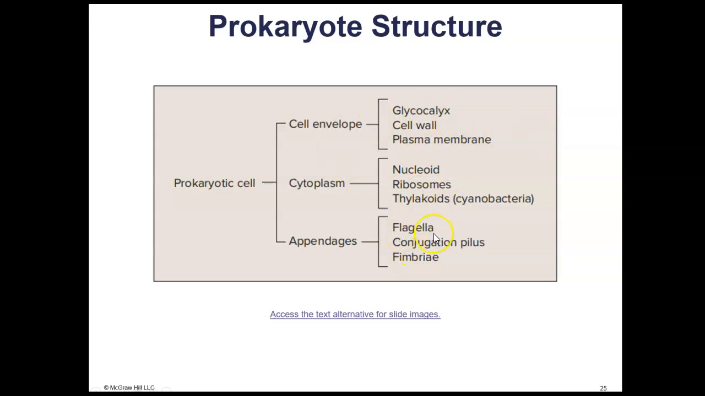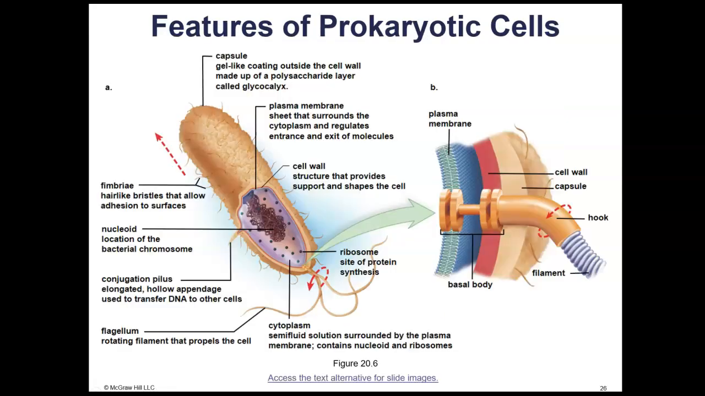Appendages that can be attached to prokaryotes include flagella to help them swim, a conjugation pilus, which will allow one to exchange DNA with another, and then fimbriae, which can help the prokaryote attach to surfaces. And here are a lot of those structures. So fimbriae are hair-like bristles.